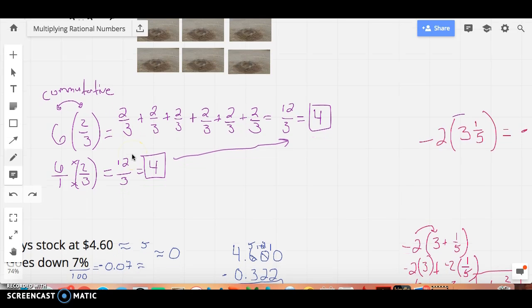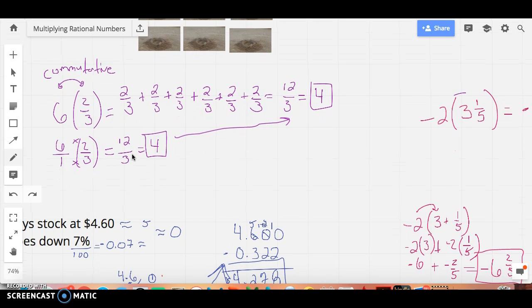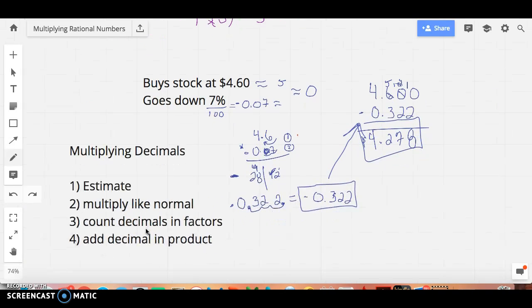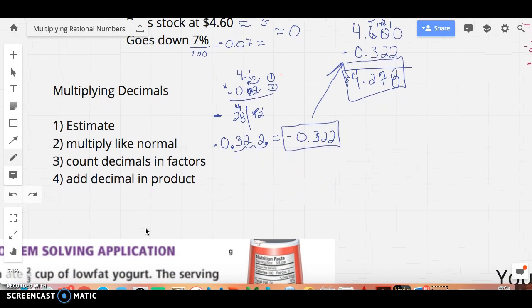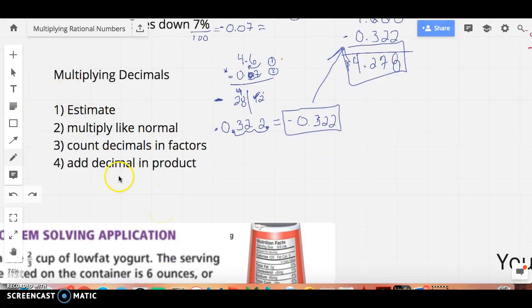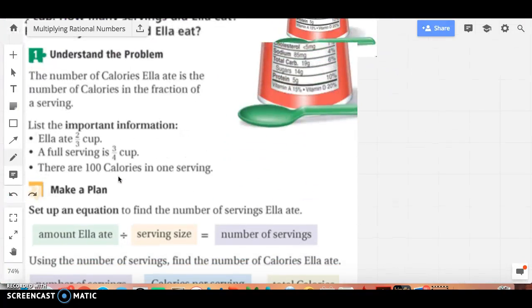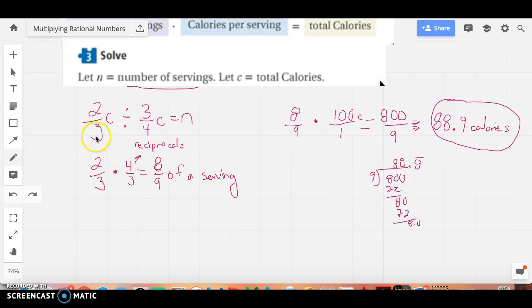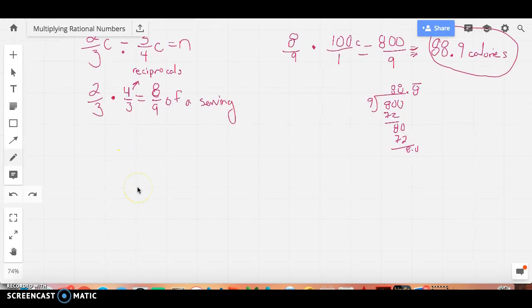And then we talked about how we multiply fractions. You just multiply straight across. Then we talked about how you multiply decimals. You multiply as if there's no decimal, and then you count the decimals in the factors and add them back in. And of course, you estimate first. And then we did some dividing of fractions. Dividing fractions, you copy the first fraction, the dividend, you change the division sign to multiplication, and you write the reciprocal of the divisor, and then you multiply like normal.